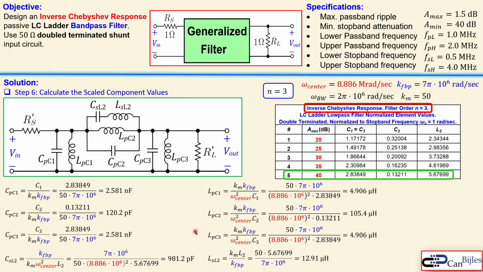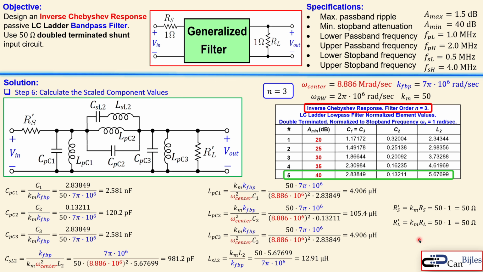And now for the inductor here, LSL2 will be then 12.91 microhenries. As said before, the RS prime and also the RL prime will be 50 because they go from 1 ohm to 50 ohm by magnitude scaling factor of 50 ohm. So this is also for the load.